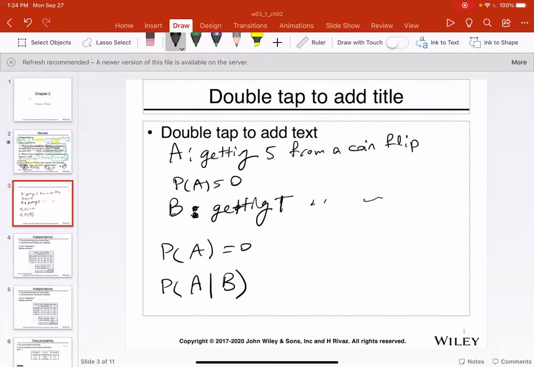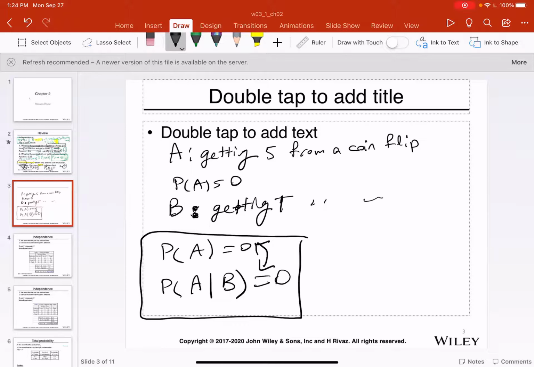So if I tell you that B happened, let's say I tell you that I flipped a coin and it was tail, probability of A given B is still 0. So here we see that probability of A is equal to probability of A given B, and that means that A and B are independent from each other. Remember, one of the requirements for independence was probability of A is equal to probability of A given B. So this is sort of like a pathological case because probability of A is actually 0.